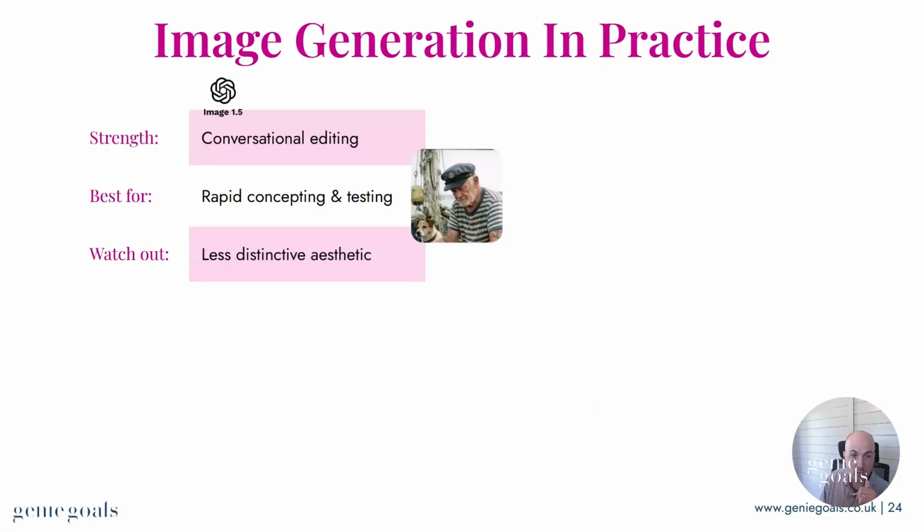There are a lot of different tools out there. Since putting this together, ChatGPT have actually upgraded their model, which just shows how often these things are changing. ChatGPT's model was called Image 1.5. It's now Image 2.0. The benefits of it are that it's really good at rapid testing and conversational editing. You don't need to do much to get a pretty decent output. The problem with it, or at least it was, that it felt quite AI based.